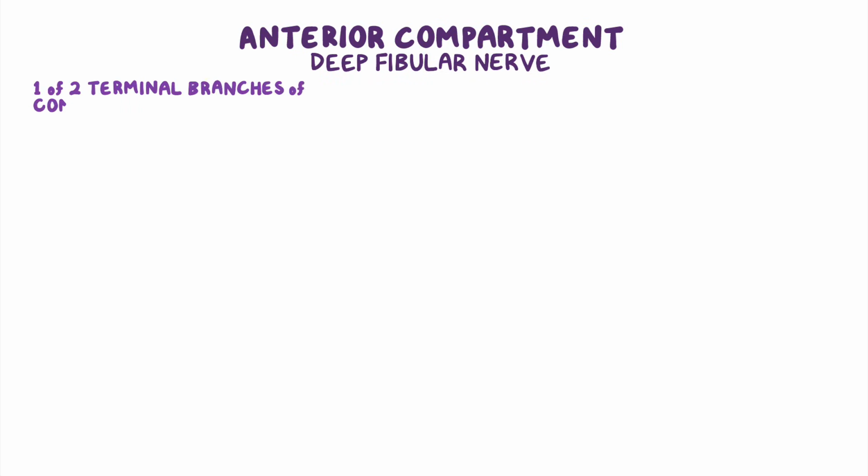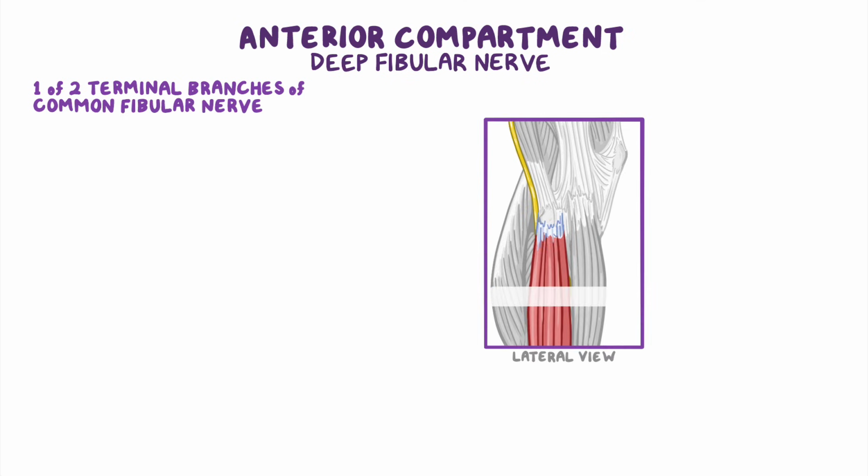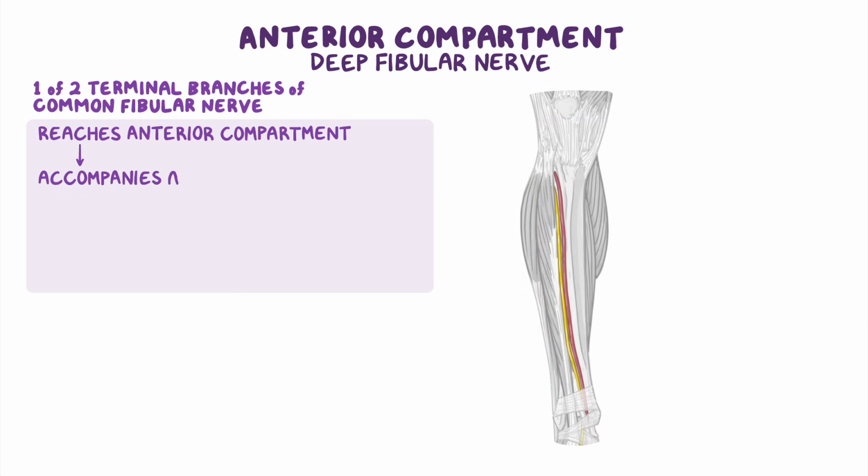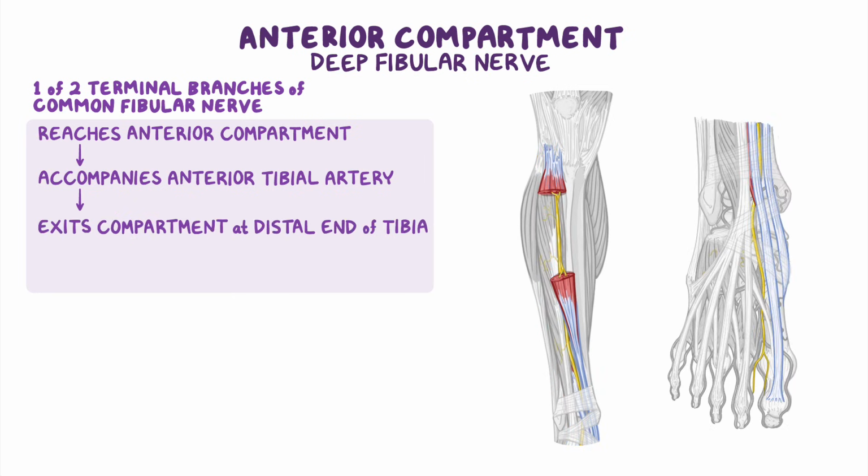Now, let's talk about the neurovascular structures in the anterior compartment of the leg. The main nerve of the anterior compartment is the deep fibular nerve. It's one of the two terminal branches of the common fibular nerve, arising between the fibularis longus muscle and the neck of the fibula. After its entry into the anterior compartment, the deep fibular nerve accompanies the anterior tibial artery, first between the tibialis anterior and extensor digitorum longus, and then between the tibialis anterior and extensor hallucis longus. It then exits the compartment at the distal end of the tibia and enters the dorsum of the foot.